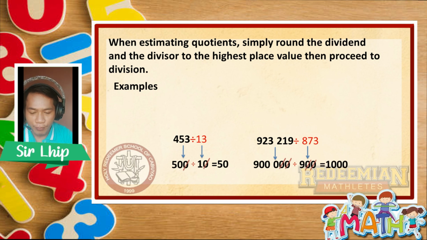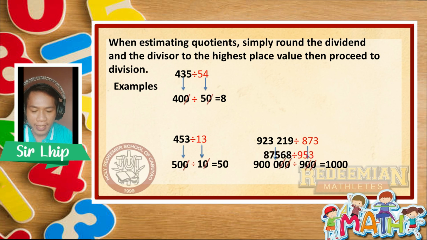435 divided by 54: 435 becomes 400 and 54 becomes 50. Cancel the 0 again. 400 divided by 50 becomes 40 divided by 5 equals 8.